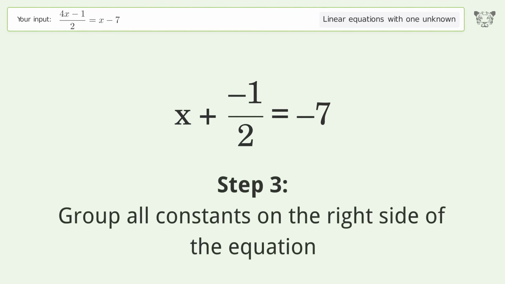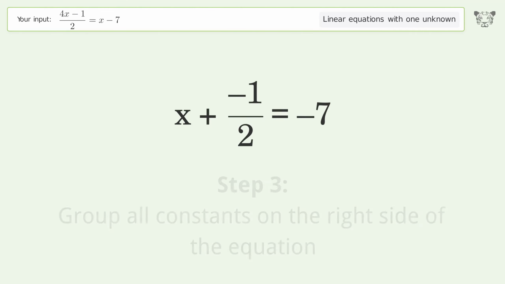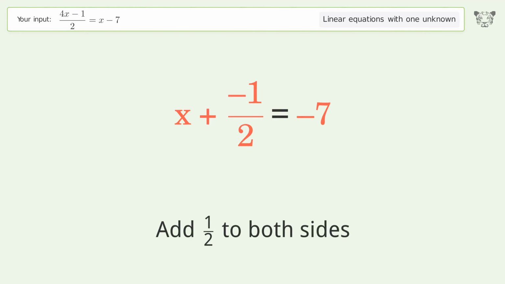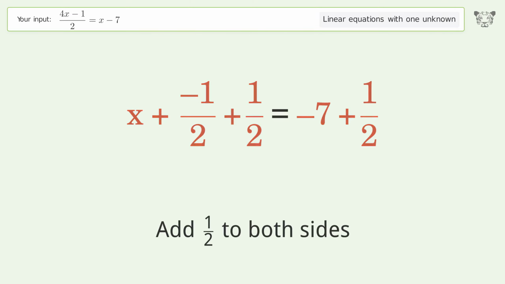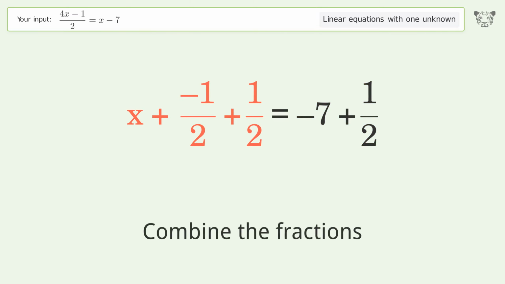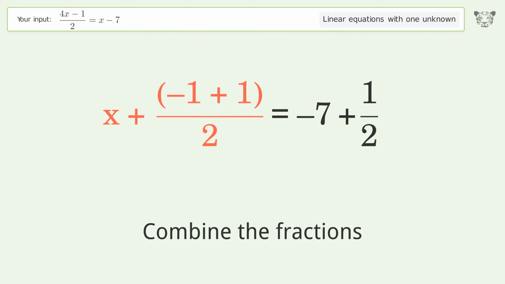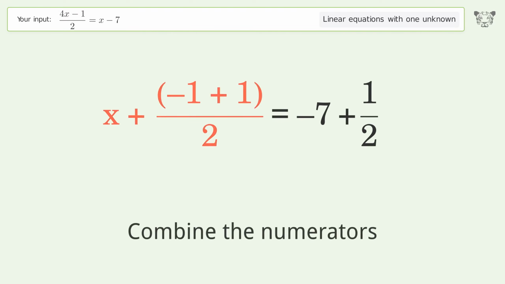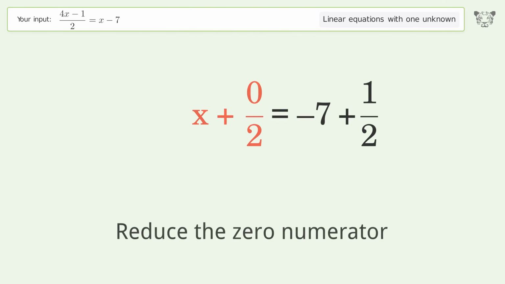Group all constants on the right side of the equation. Add 1/2 to both sides. Combine the fractions. Combine the numerators. Reduce the zero numerator.